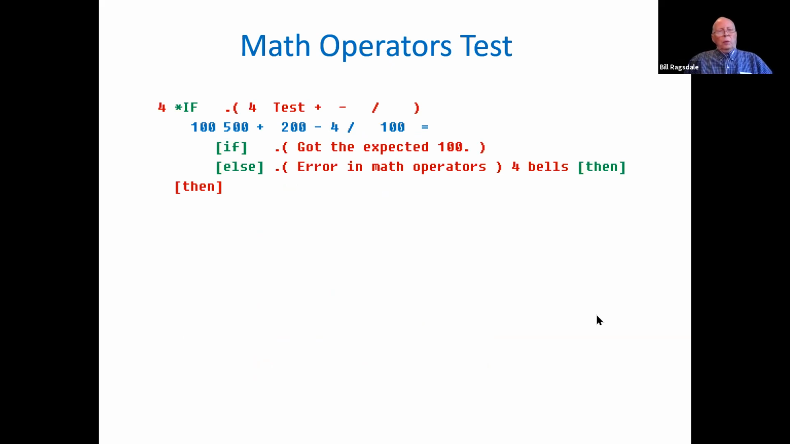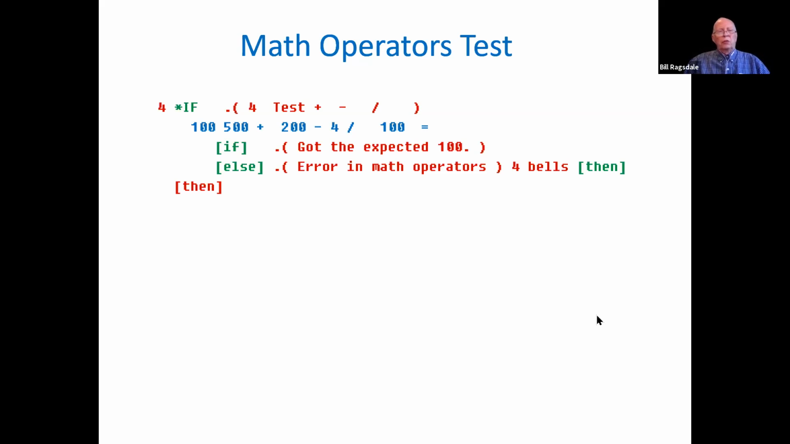Here's a test sequence, test number 4, and it's testing plus, minus, divide. We come up with a series of numbers, 100, 500, plus 200, minus 4, divide, and we expect to get the number 100. So at the end of that line, we say 100 equal. This is testing to see, did we get the expected result?